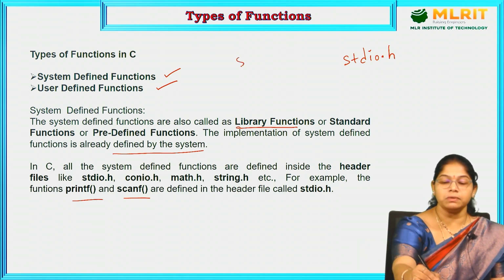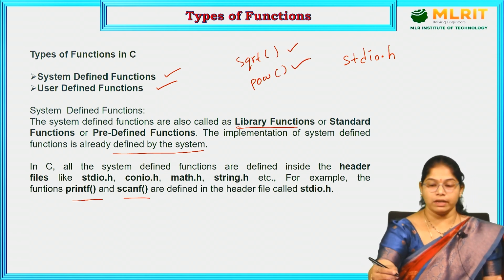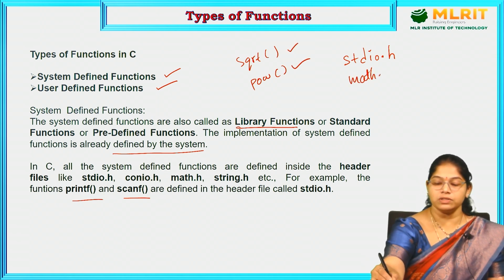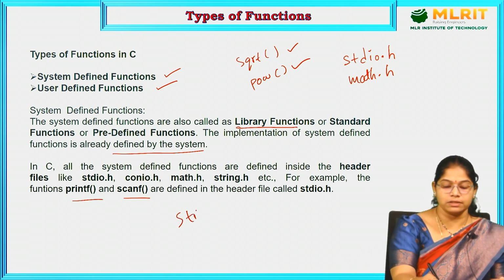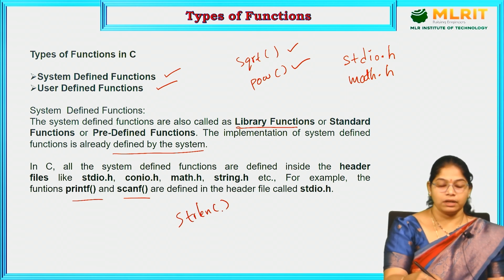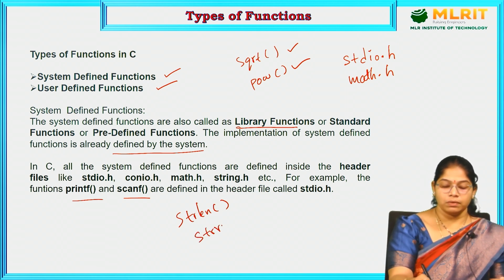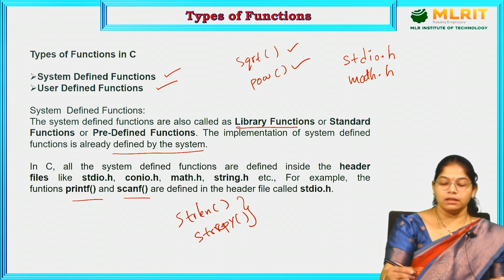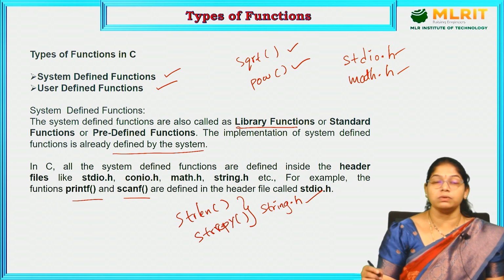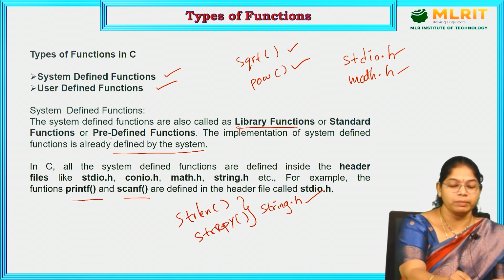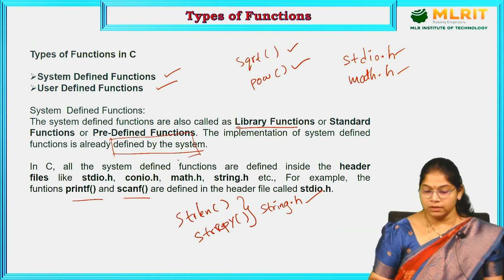Let us suppose if I want to find a square root of a number or use a power function, these are available in the header file math.h. If I want to handle string functions like strlen, to find the length of a string, or if I want to copy a string, then these are predefined functions which are available in the header file string.h. These are all predefined functions, also known as library functions, meaning the definitions of those functions are already defined in the system.